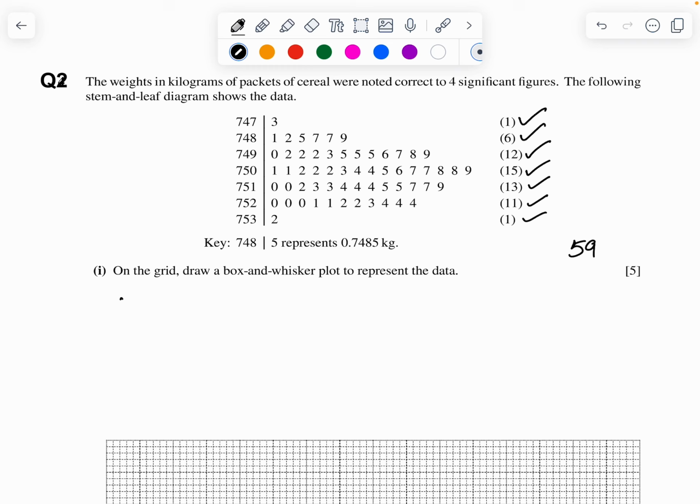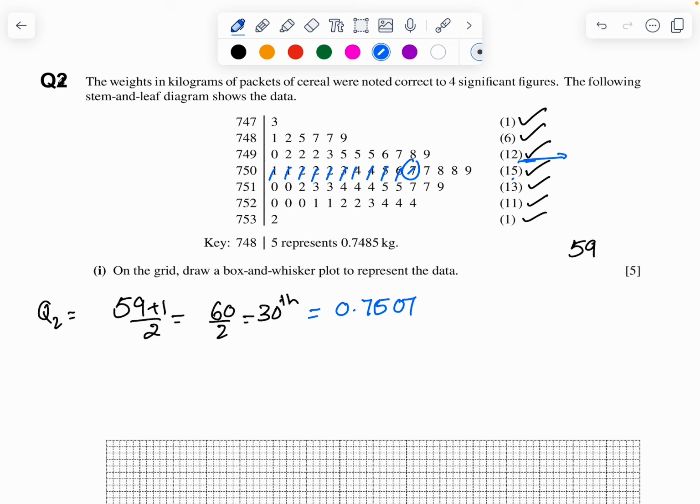Now, whenever it is an odd number and I want to find the median, Q2, it is 59 plus 1 divided by 2, which is 60 divided by 2, the 30th term. The 30th term is going to be the median. So till here it is 7, 19 are over, then 20, 21, 22, 23, 24, 25, 26, 27, 28, 29, 30. So the median is going to be 0.7507, that is the middle number. So there were 30 terms.